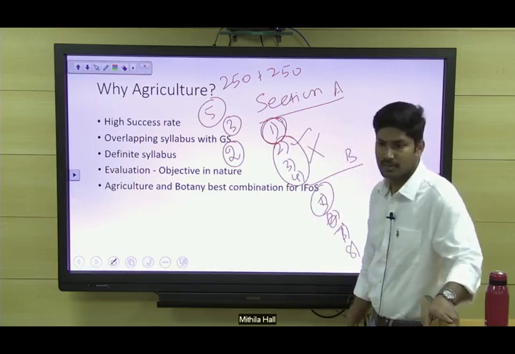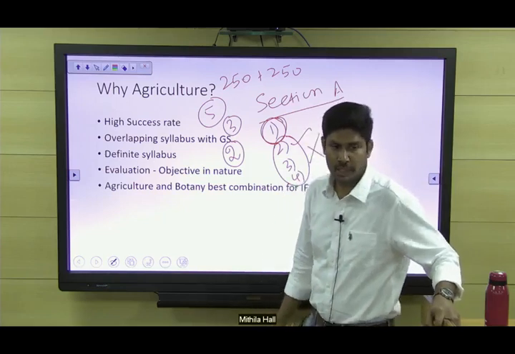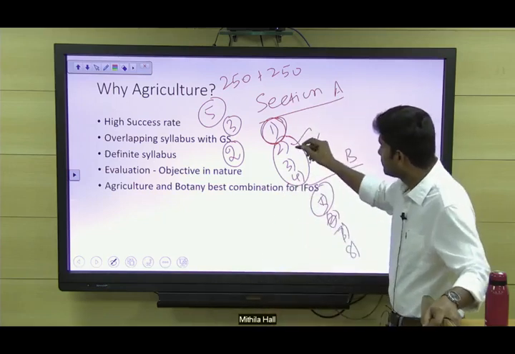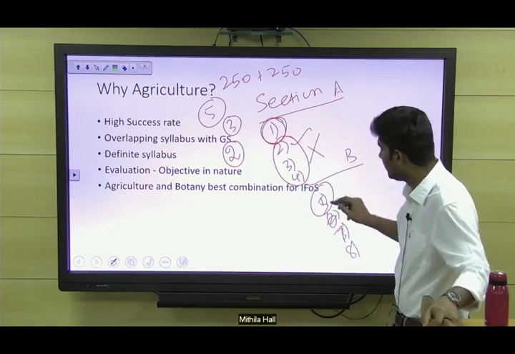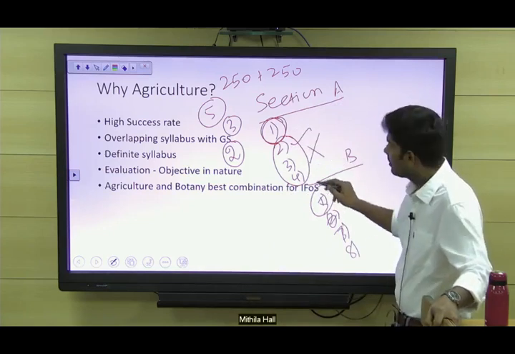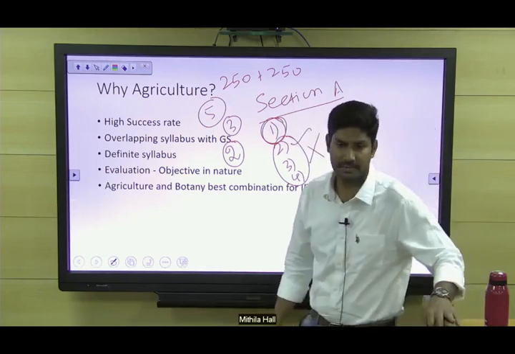So this is the exam pattern in our optional mains. Either you choose 2 questions from section A and 3 questions in total from section B, or 2 questions from section B and 3 questions from section A. This is the exam pattern.